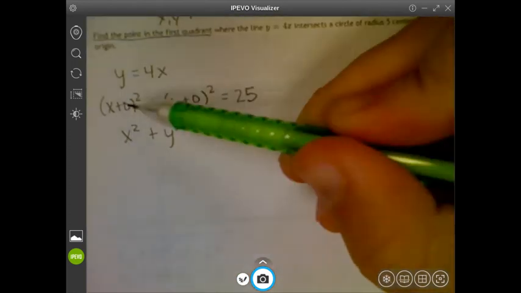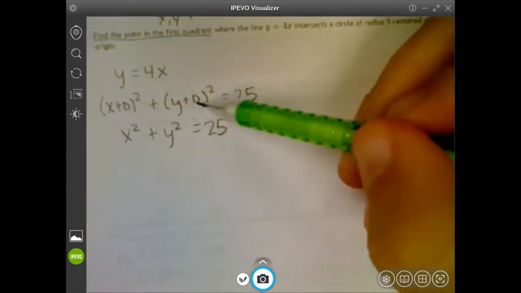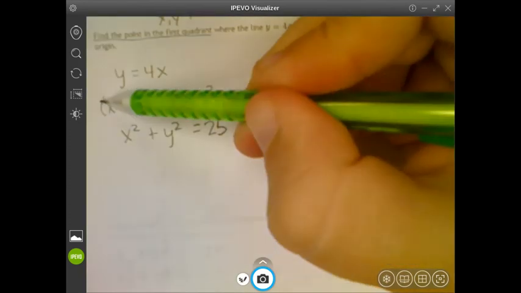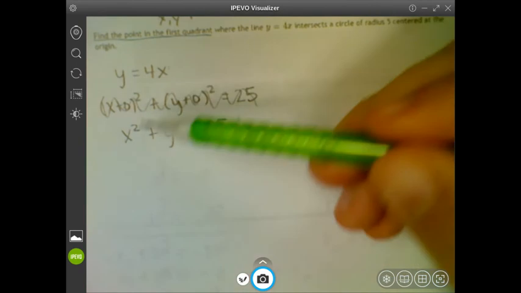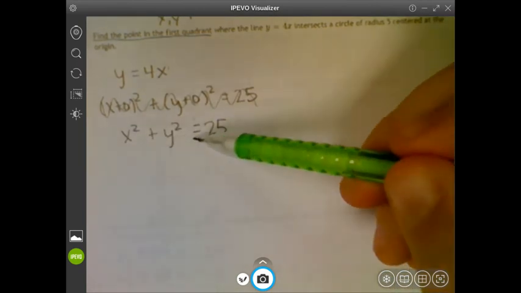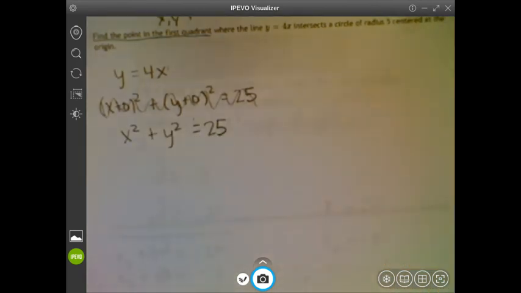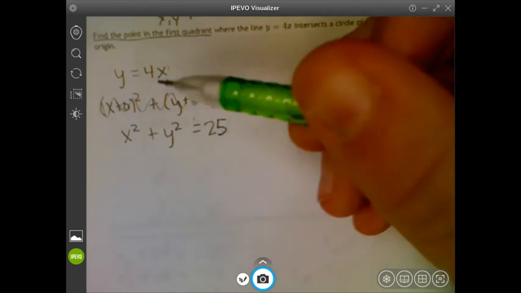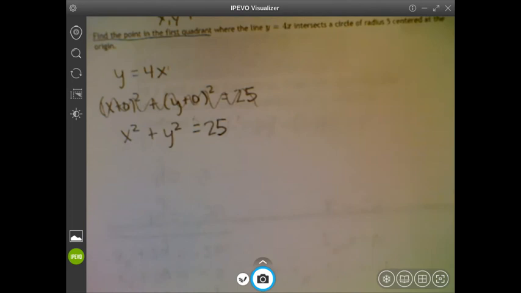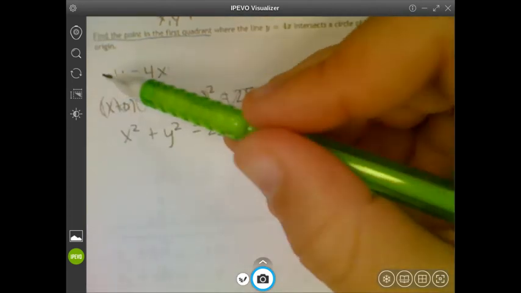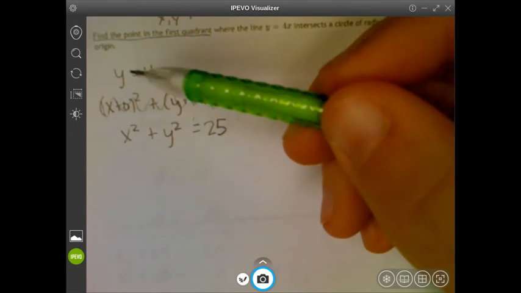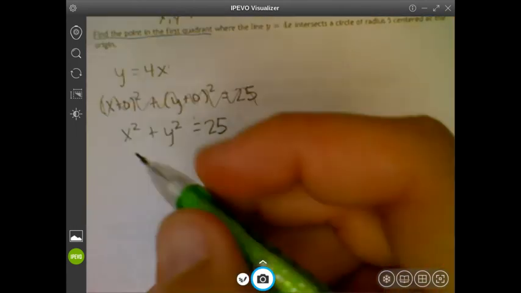But just remember that those are the coordinate points of the center, right? So here are our 2 equations. We have y equals 4x and x squared plus y squared equals 25. This is probably going to be best solved with substitution again because this is x squared, y squared, and this is regular x, regular y. And so you can go ahead and substitute.